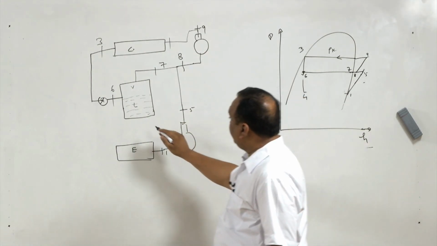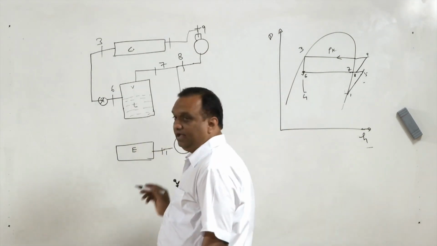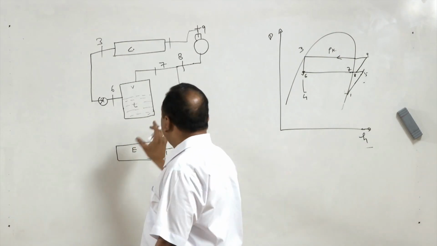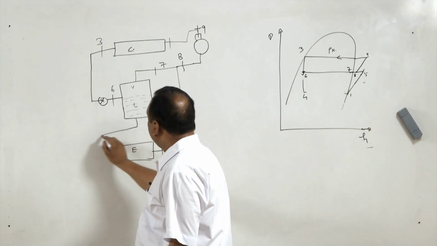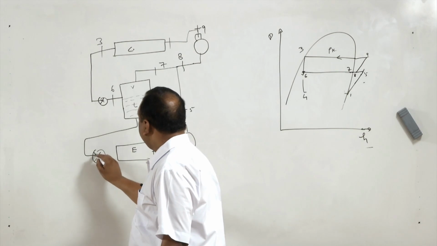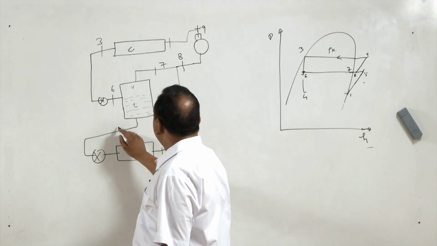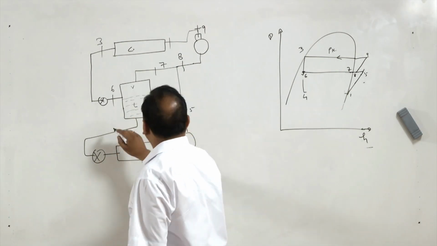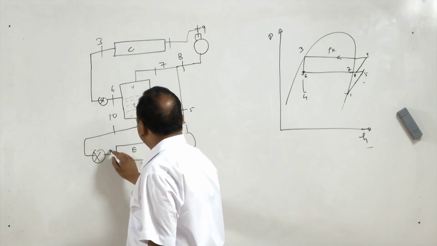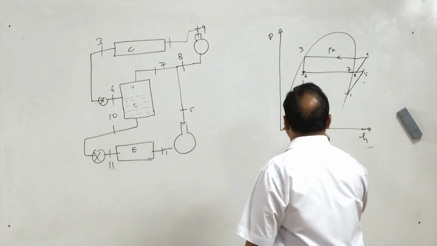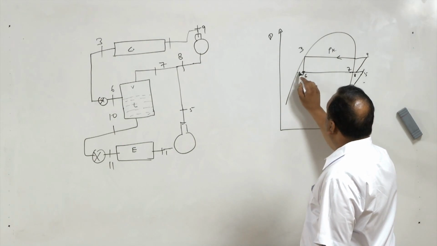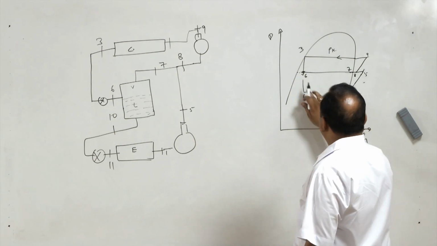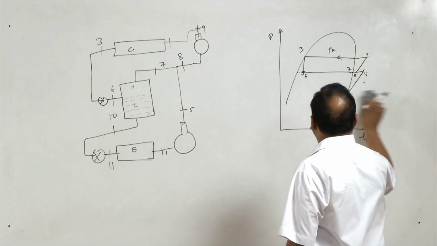And the remaining refrigerant which is available in the flash chamber, the liquid refrigerant, will go to the evaporator and it will be expanded. So, 6, 7, 8, 9, 10 and this is 11. So the liquid refrigerant will go to the evaporator and it will get expanded there.